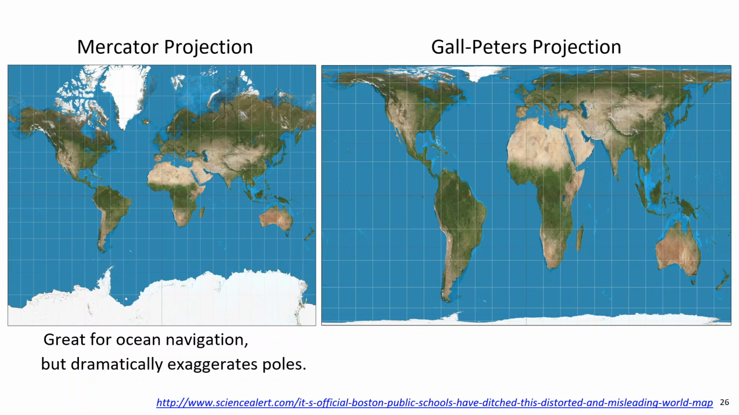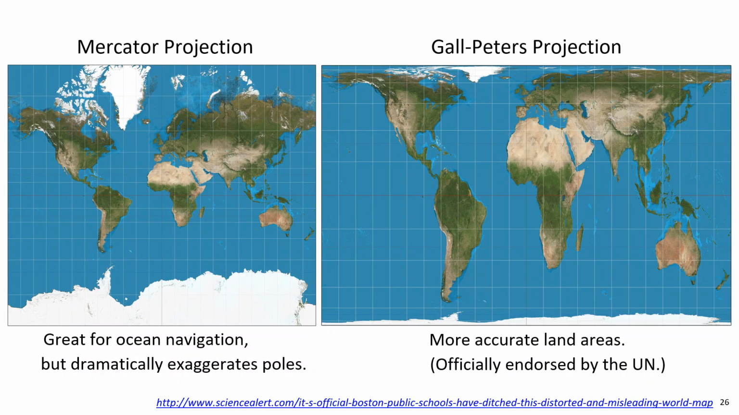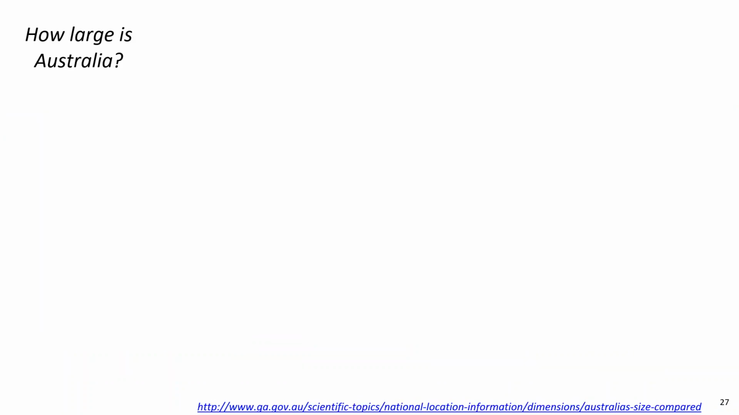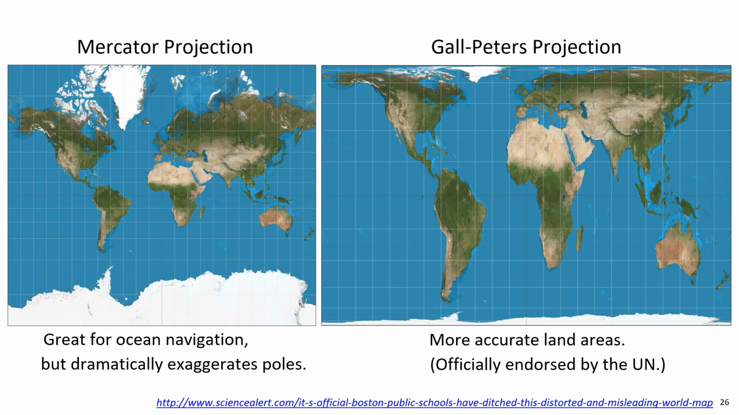But it drastically exaggerates the poles. But that's okay. If I'm just trying to get from point A to point B, I don't care how big Greenland looks. If I own land in Greenland, yeah, I care. But if I'm just trying to sail to Greenland, I just want the Mercator. And the Gall-Peters projection, it's officially endorsed by the UN, but that stretching is ridiculous on the top. And so if I'm traveling from one place to another, I'm going to be going in the wrong direction.